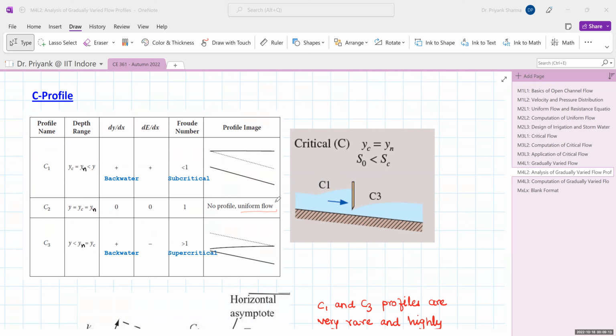So we discussed that out of the 13 profiles, 12 are GVF and one is a uniform flow profile. So C2 is the uniform flow profile. Okay, and the last is C3, where your Y is in zone 3. It is a backwater profile and it is supercritical in nature. So you can see the C zone profiles C1 and C3 are both backwater profiles.